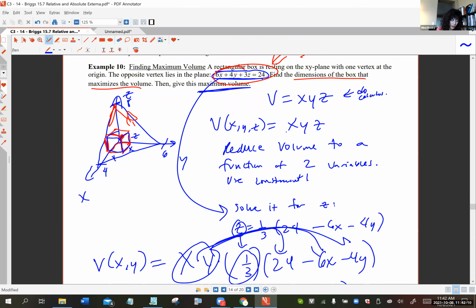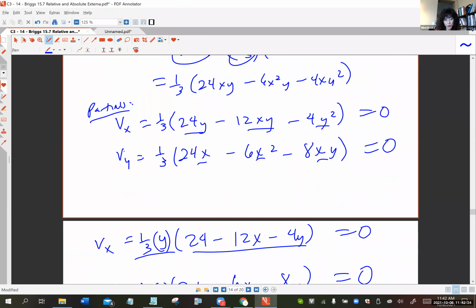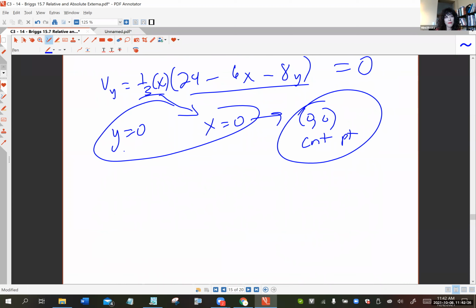Well, because x and y were the width and the length of the box, it isn't a very interesting box if your width and length are 0, okay? I don't even think it qualifies as being a box anymore. So that is not a very interesting critical point for us. We don't want a box that's like a dot. So we're going to ignore this critical point because it's a real life problem.